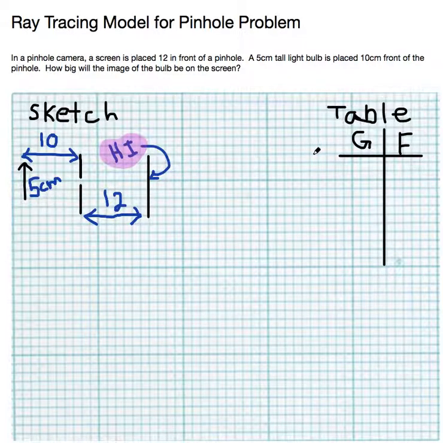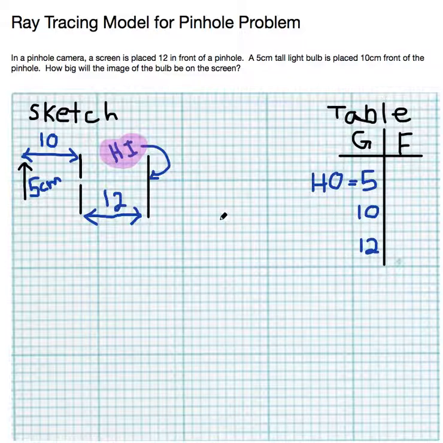What is the 5? Okay, so this is 5. Oops, I got to get rid of that. My apologies. So what is the 5? What is the 10? And what is the 12? Those are the things I'm given. Well, 5 is how tall the light bulb is. So the light bulb is the object, so that's the object. And we're not talking about the distance, we're really talking about the height. So this is the height of the object.